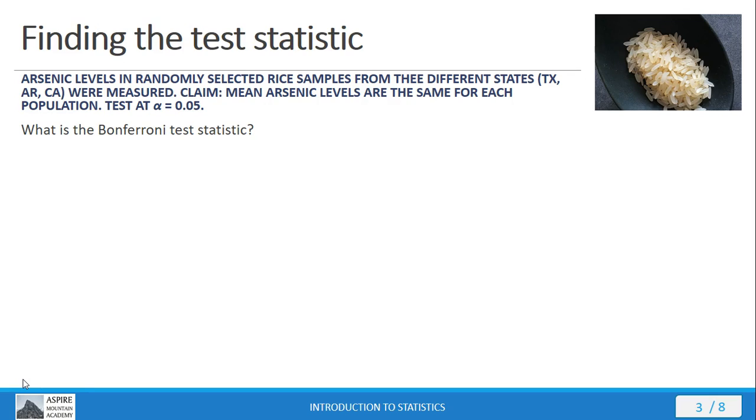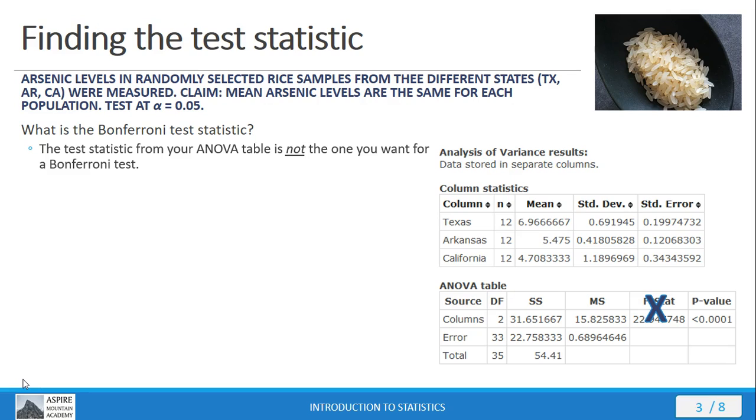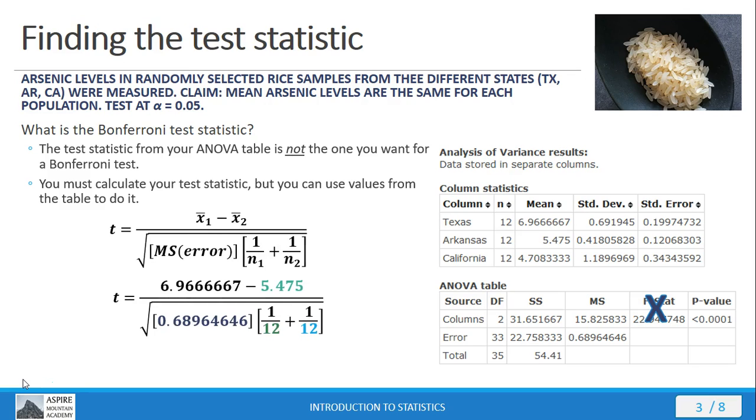To get our Bonferroni test statistic, it's tempting to go back to your ANOVA table and take that test statistic that's there, but you can't do that with Bonferroni. With Bonferroni, you've got to calculate your own test statistic. So you can use the values that you get in your results tables to get your calculation, but you've got to actually perform the calculation yourself by hand. So here's the equation you use. You substitute values in from your results window, and here's where those different values come from. So you just plug those into the proper place and calculate that out.